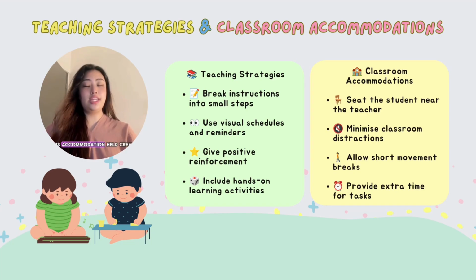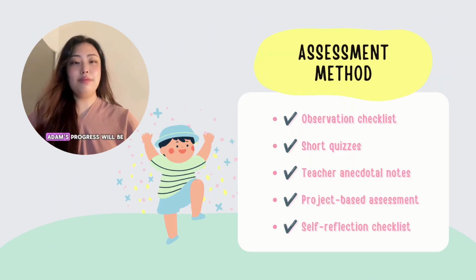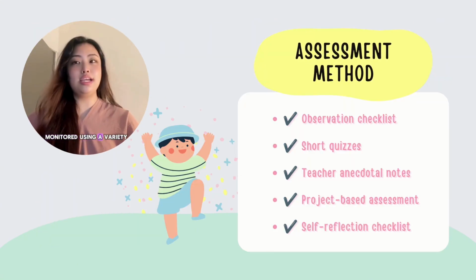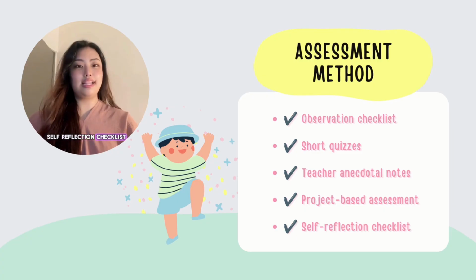This accommodation helps create a learning environment where Adam can participate more effectively. Finally, Adam's progress will be monitored using a variety of assessment methods. These include observation checklists, short quizzes, teacher anecdotal records, project-based assessments, and self-reflection checklists.